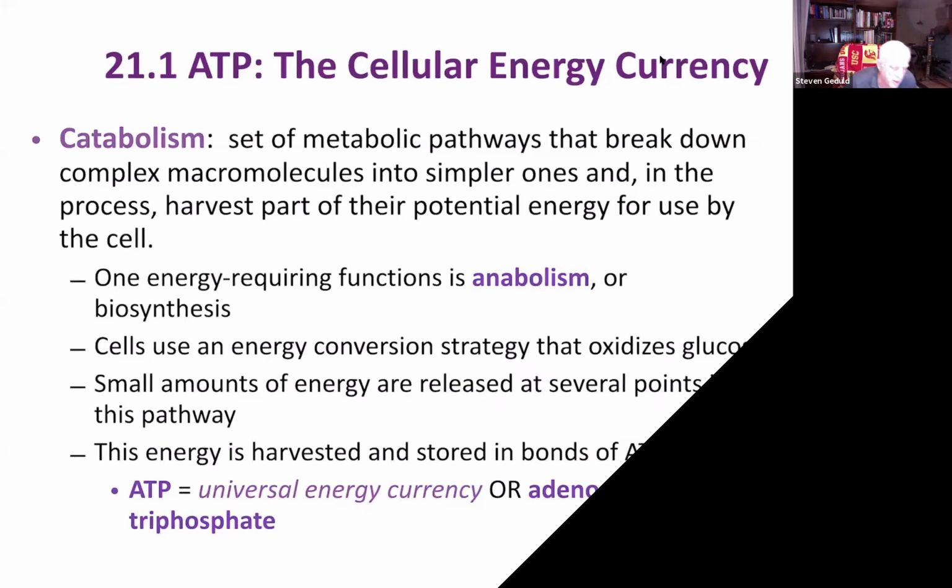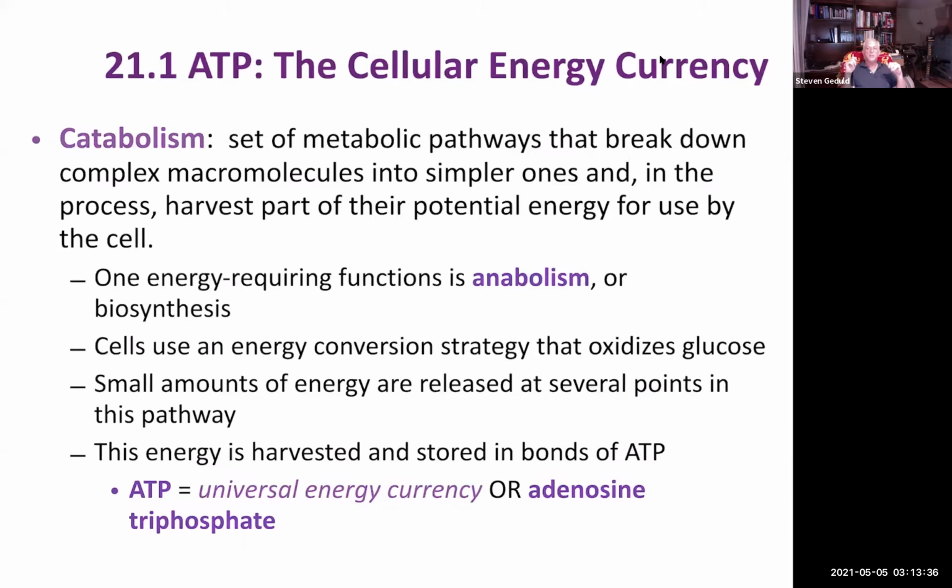ATP, the cellular energy currency. ATP is what the body uses for energy. Adenosine triphosphate. That's what we exchange energy for. When it breaks down, it goes from ATP to ADP, adenosine diphosphate. There are two phosphate groups, and energy is given off.